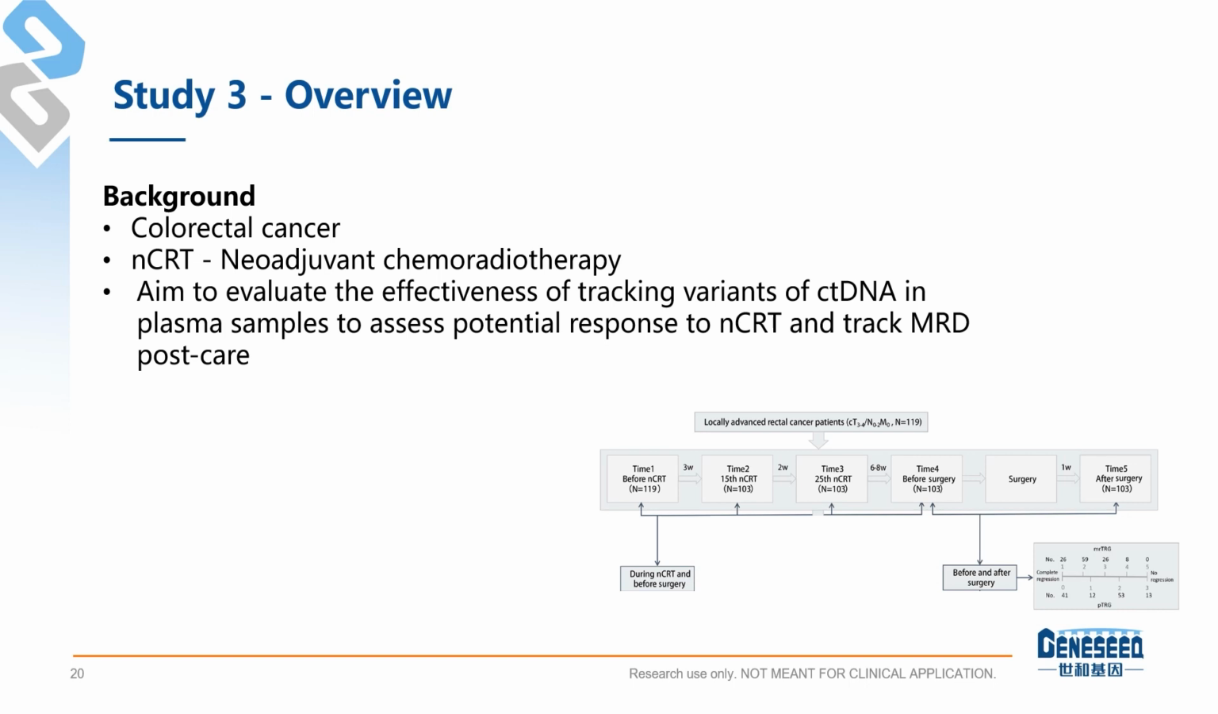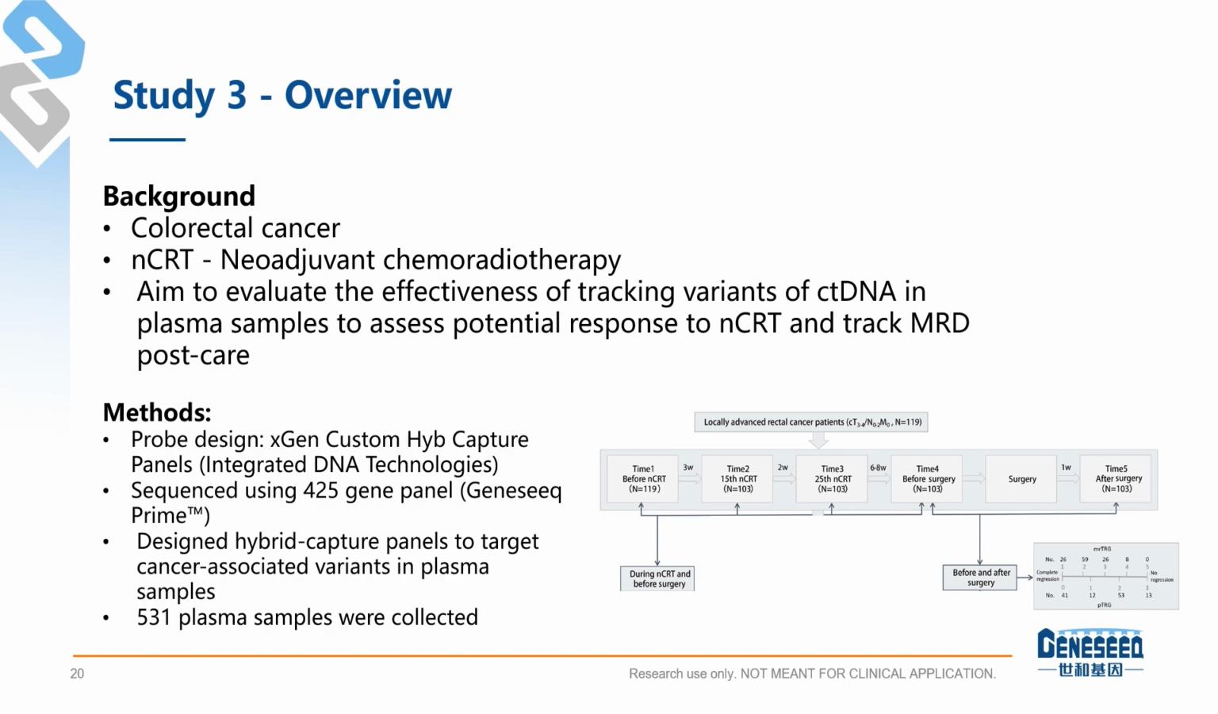And what we settled on was trying to evaluate the effectiveness of tracking variants in ctDNA in order to assess potential response to neoadjuvant chemoradiotherapy in colorectal cancer samples. Now, in terms of our methods here, we again obtained probes designed from IDT, and then we sequenced using a 425 gene panel. And then we decided to design a hybrid capture panel in order to target cancer-associated variants in plasma samples this time, as opposed to tumor samples.